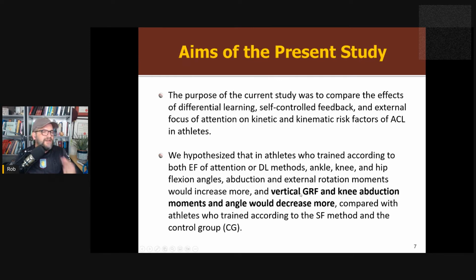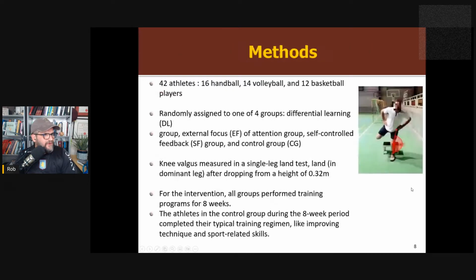And the particular ones I want to pull out of the data are the vertical ground reaction forces and the knee abduction angle. We want both of these to go down, right? Both of these to get smaller after training to reduce the risk factors. Okay. So that's kind of what they're going to do.